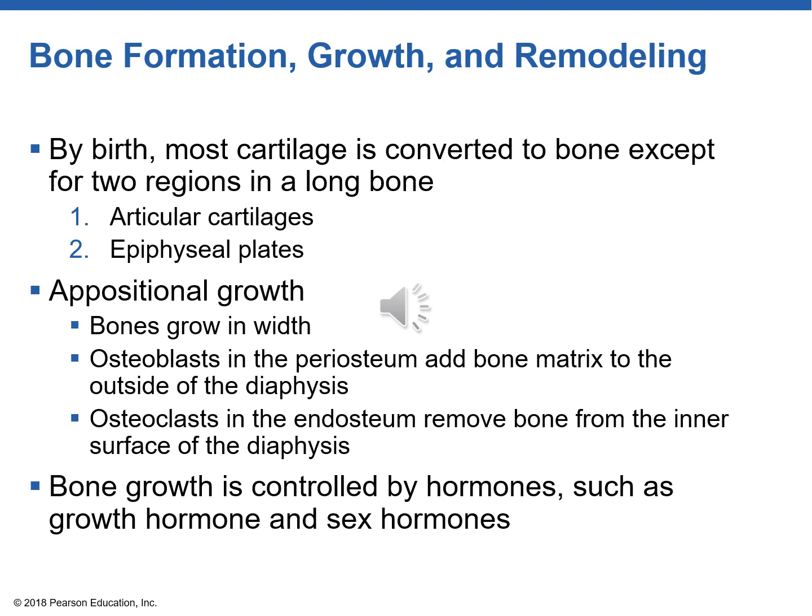The term appositional growth means that bones can grow in width. This is done by osteoblasts laying down more bone around the periosteum, so the outer side of the long bone, and osteoclasts are working on the inside of the bone, on the endosteum area, to remove bone and create a larger medullary cavity. This bone growth is controlled by many things, including some hormones like parathyroid hormone, for example, some growth hormone, and sex hormones.